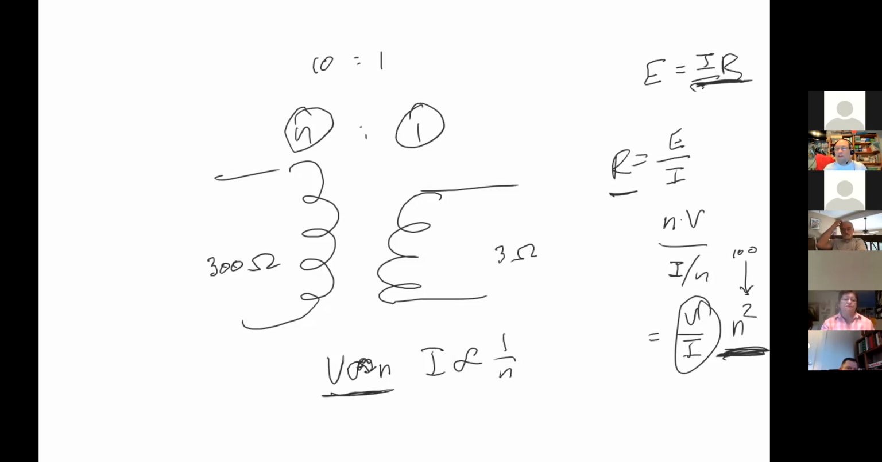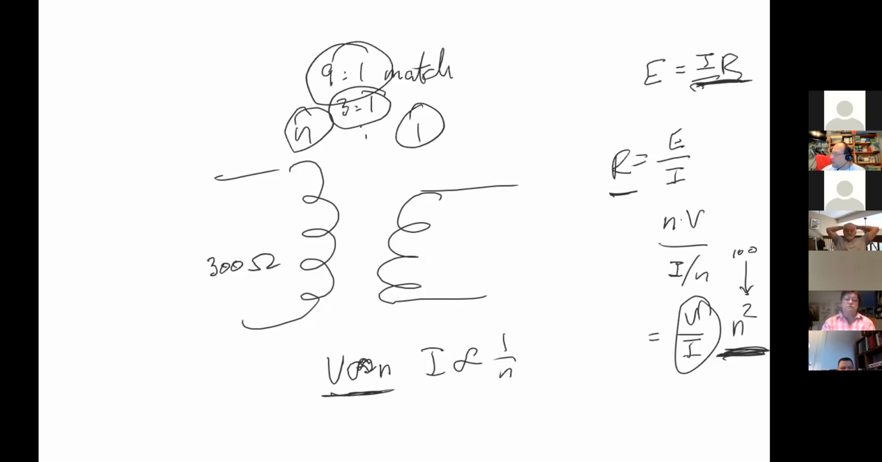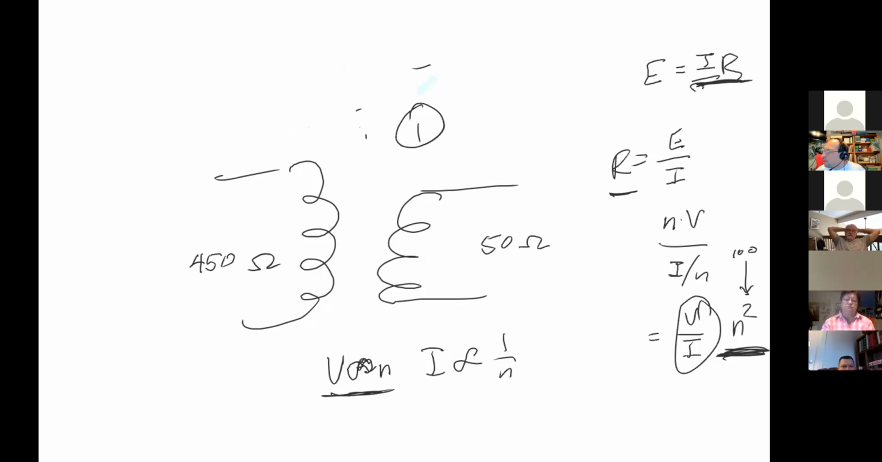It's an impedance matching device. A transformer can function as an impedance matcher. And that is why sometimes people will actually build a transformer that's a 9 to 1 match. Internally, it's a 3 to 1 turns ratio, which gives you a 9 to 1 match. So if I have, for instance, 50 ohms over here, what will I have on this side? 450 ohms.